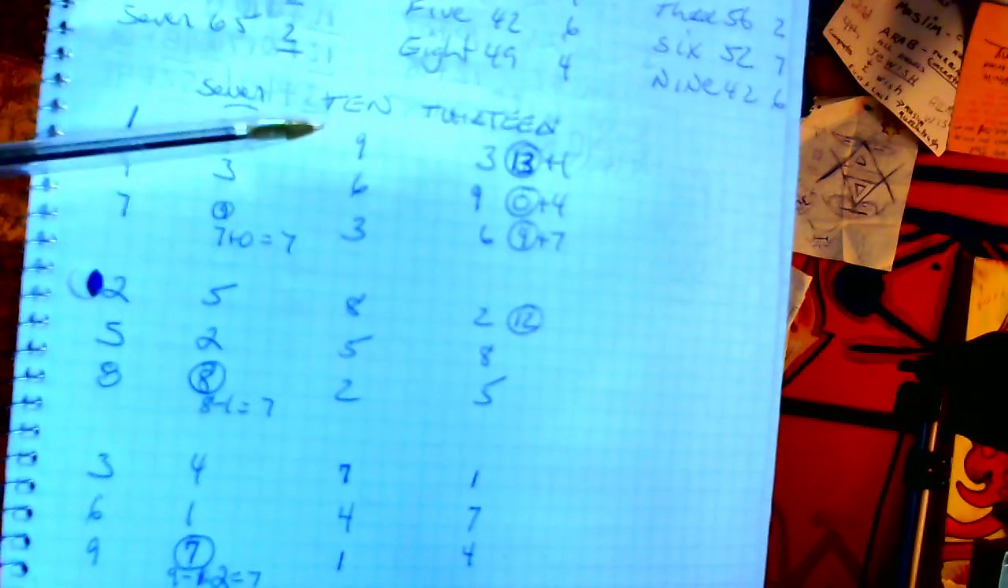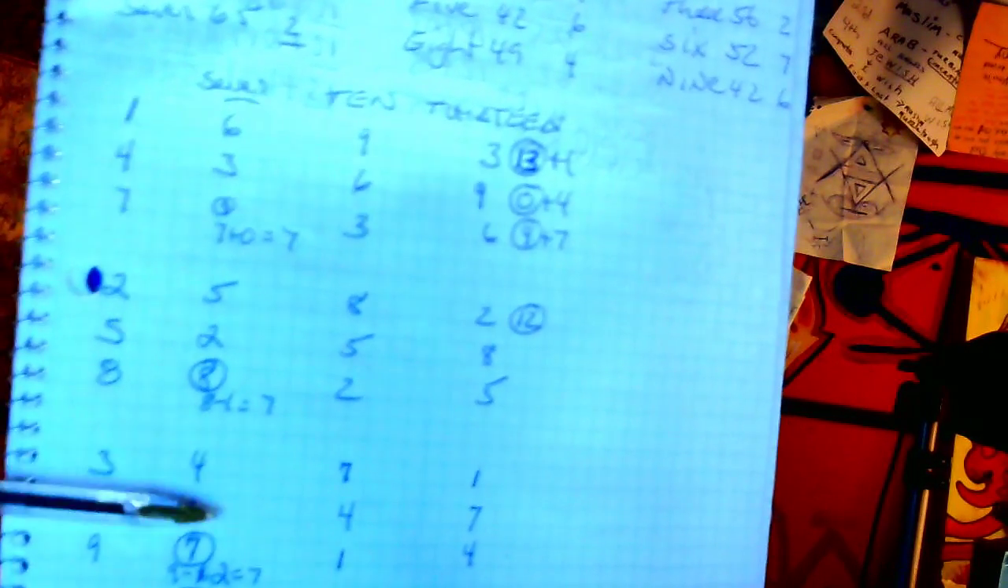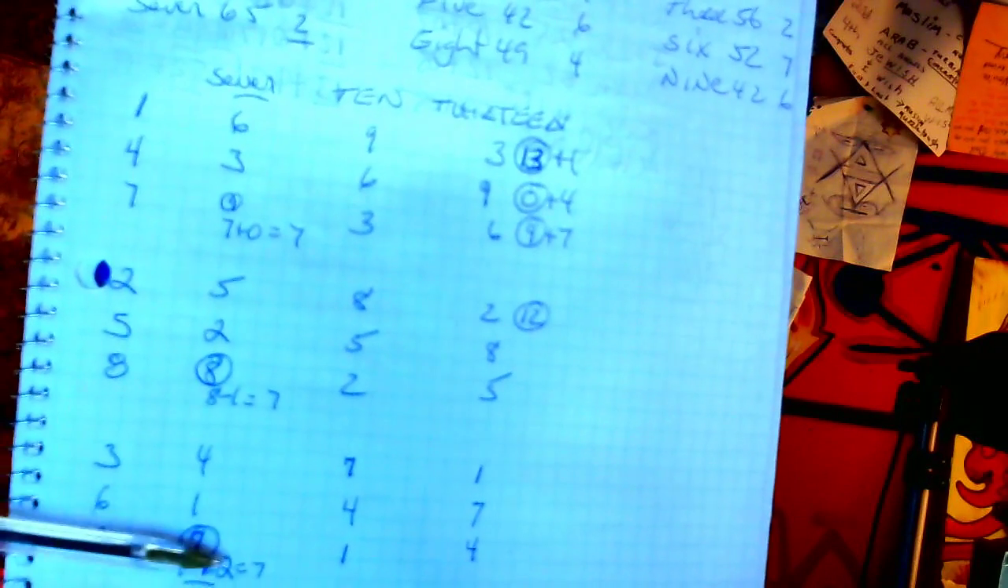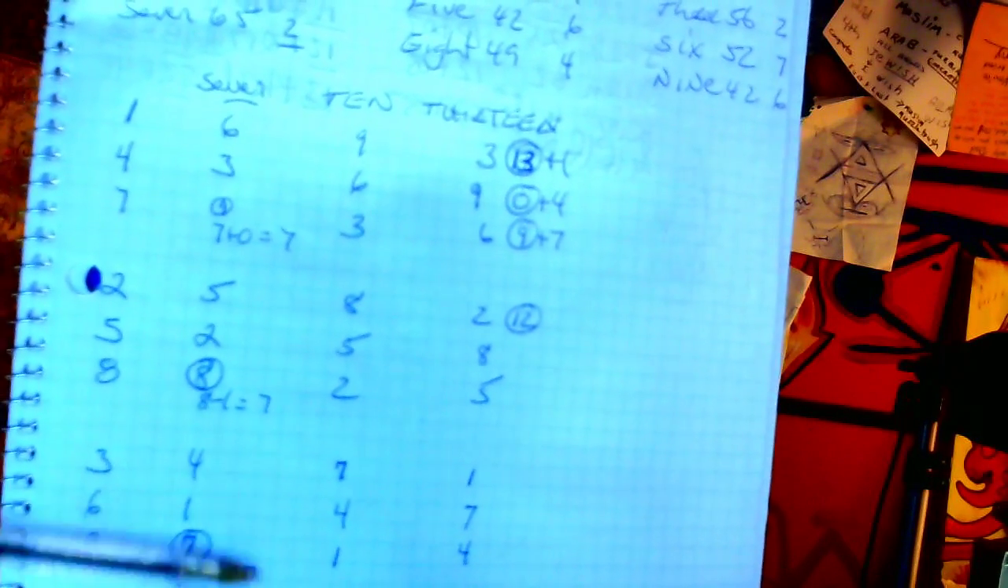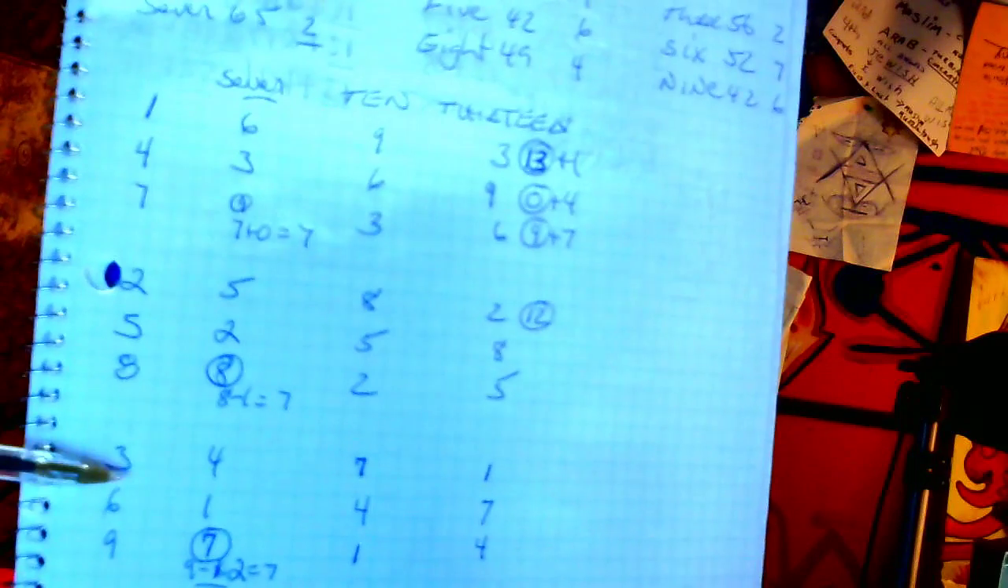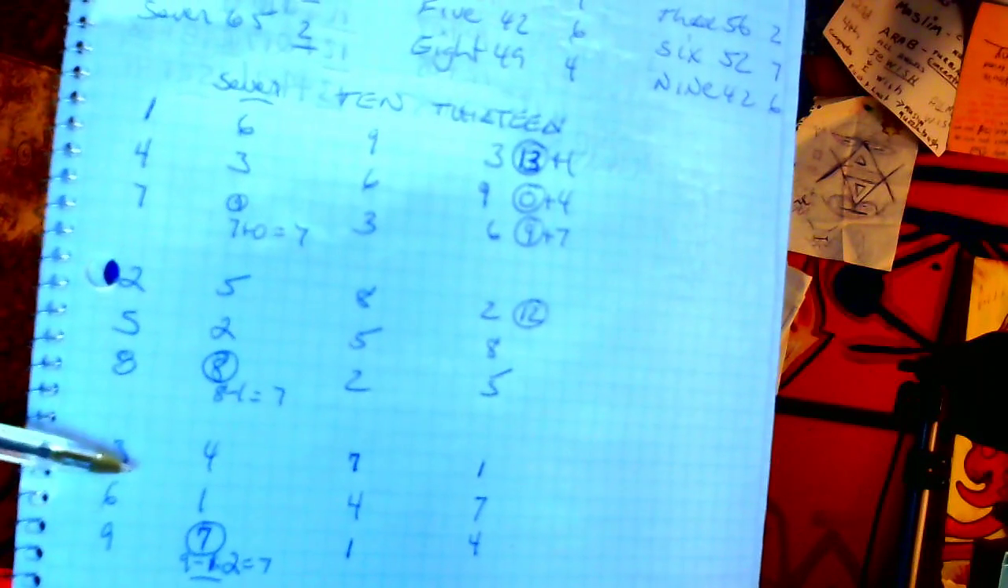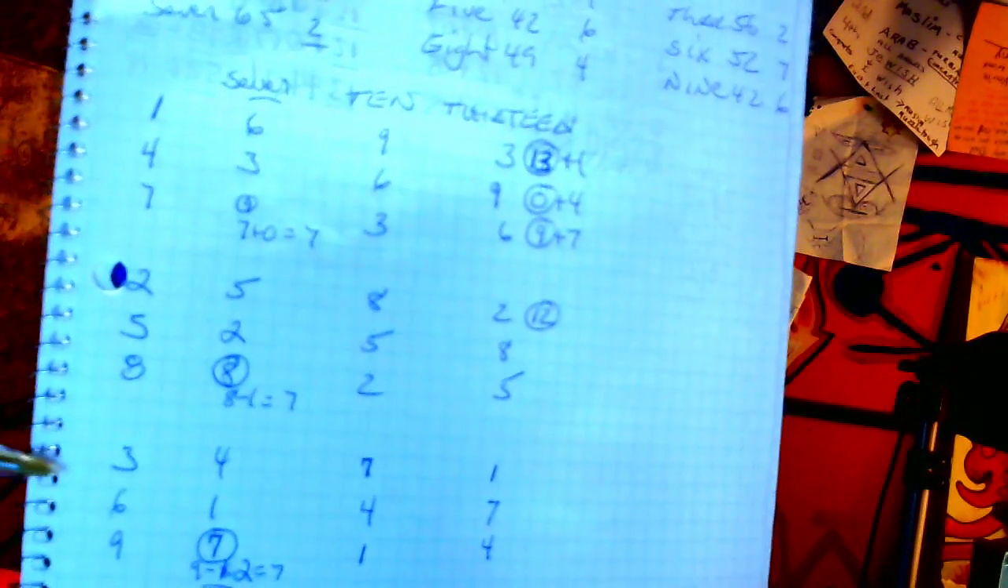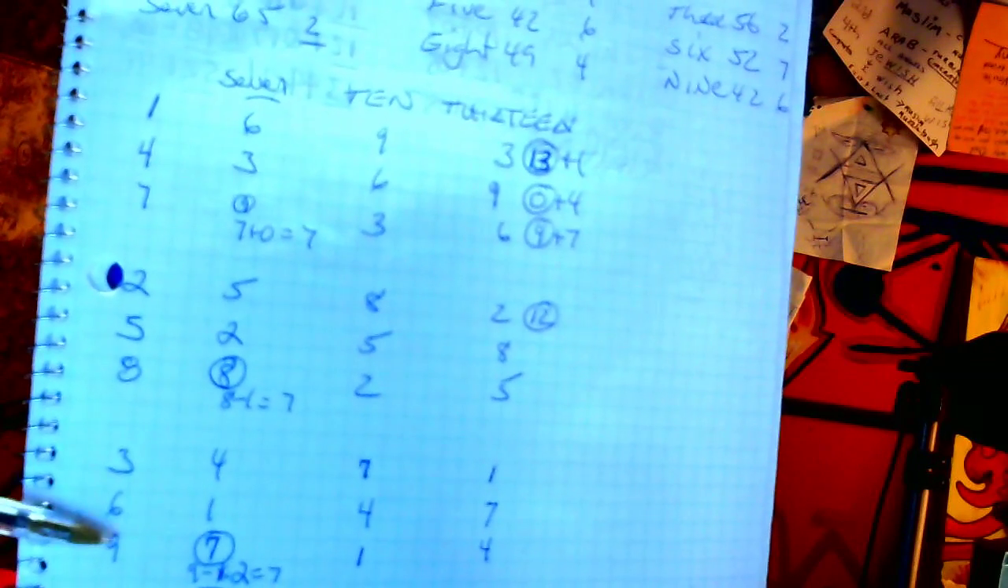So in the 8 group, this becomes 2. In the 8 group, this becomes 5. In the 8 group, this becomes 8. 2, 5, 8. But this becomes 2 inside the region of 3. This will be a 3, 2, 8. This will be a 6, 2, 8. This will be a 9.